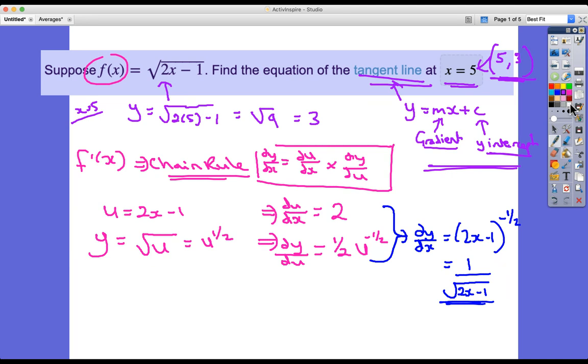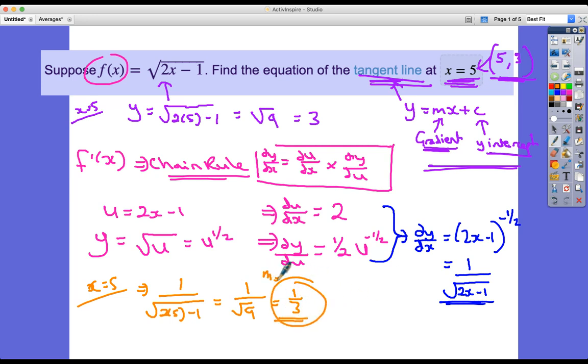Okay, so we're not there yet, because now we need to think, if this is the gradient function, I now have what I need to find the value of the gradient of the tangent line, by finding the gradient at the point x equals 5. If I just put x equals 5 into that gradient function, what I get is 1 over the square root of 2 times 5 minus 1, which is 1 over the square root of 9, which is 1 over 3.